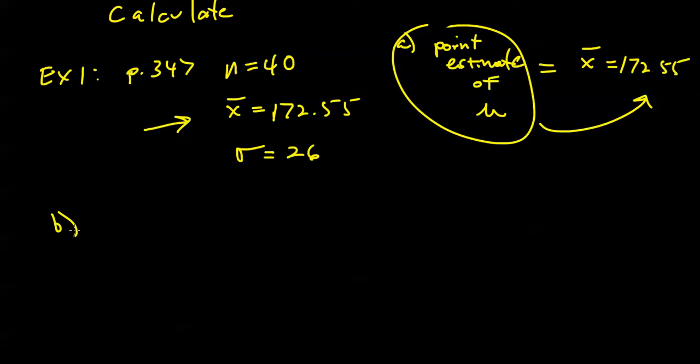Alright, perhaps B has a better way. B says construct a 95% confidence interval estimate of the mean weight of all men.